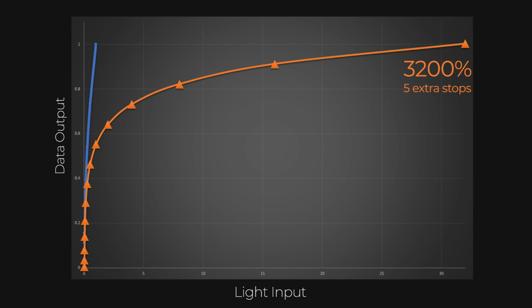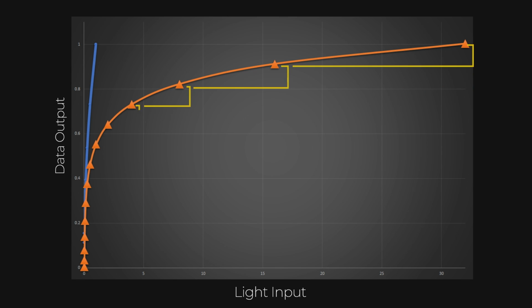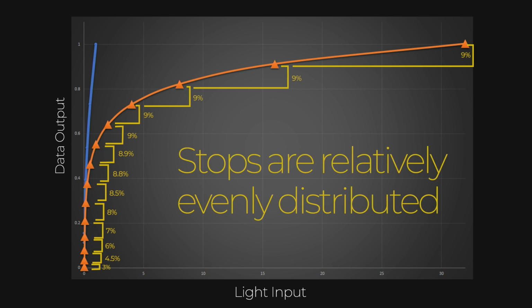Now here's another interesting property of log. Let's look at the differences between the stops. When using log, unlike linear or gamma corrected, these stops are much more evenly distributed.